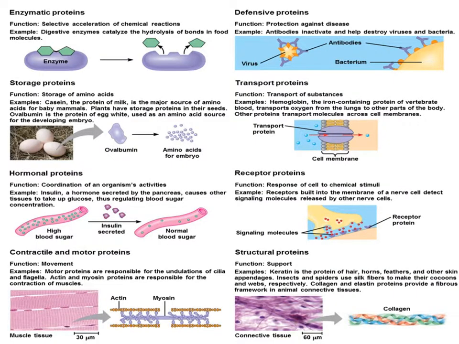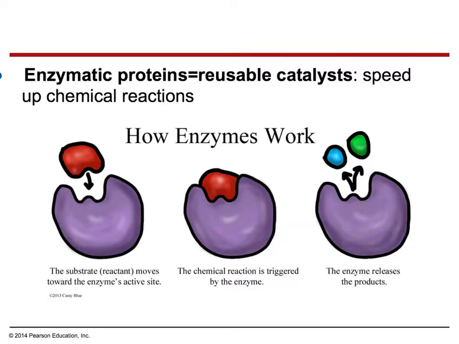This slide just talks a little bit more about the different types of functions that proteins have. So we've got storage proteins that are going to store various things. We have defensive proteins that protect. We have transport proteins that move things in and out of the cell. We have receptor proteins that connect to things and then signal information to both the inside of the cell and the outside of the cell. We have contractile proteins that help things move. Our skeletal muscles move our bones, etc. So these are all just the various functions of proteins.